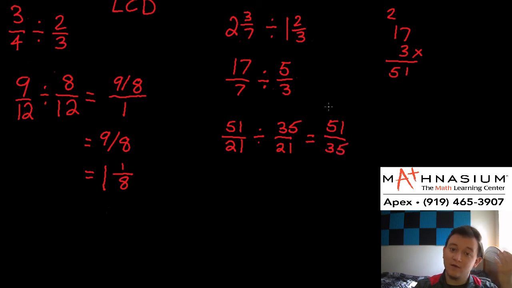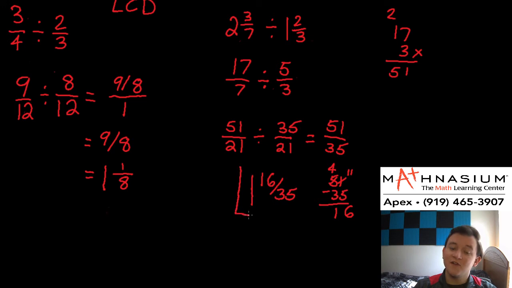And now we can work backward and make it back into our nice mixed number that we want. So 35 can go into 51 one time. And to find out how much is left over, we do 51 minus 35. Can't subtract 1, make it 11. Make that a 4. 11 minus 5 is 6. 4 minus 3 is 1. So we get 1 and 16 35ths as our final answer. And that's all that there is to the least common denominator method.